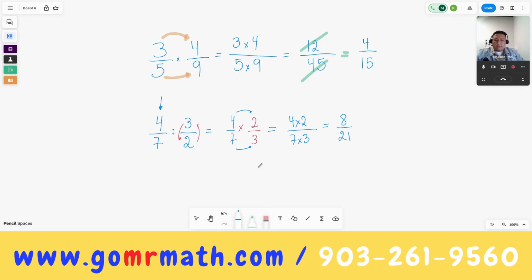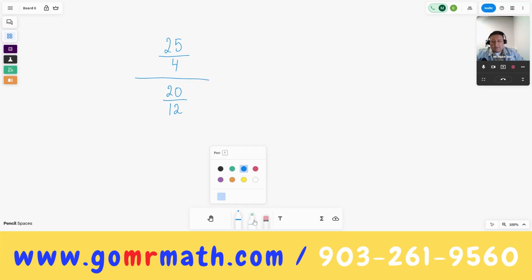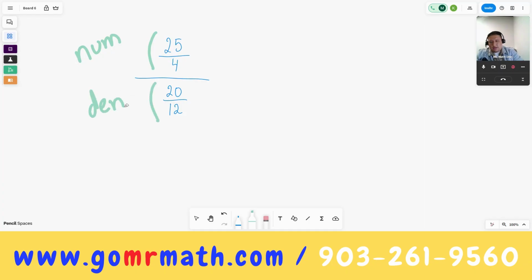So let's jump to another example. Now, what happens if we have one fraction divided by another fraction? For example, if we have 25 over 4, and this fraction is divided by 20 over 12. Think about this. Now, our big fraction is here. This is our big fraction, right? That's our big fraction, and this part, 25 over 4, is our numerator, and 20 over 12, that is our denominator.